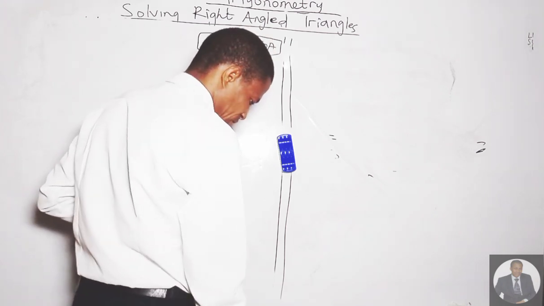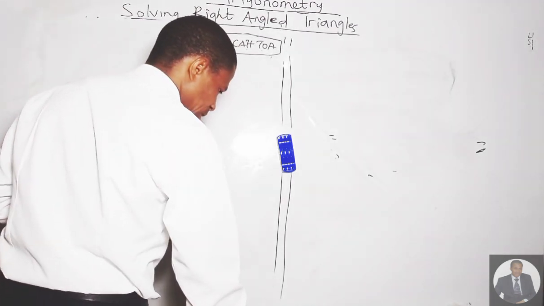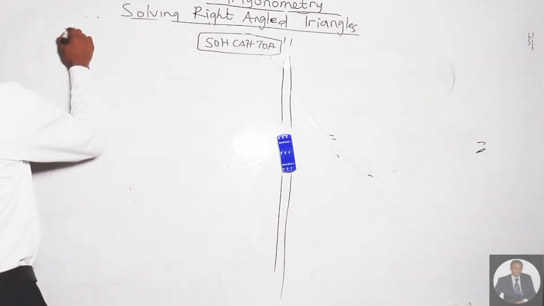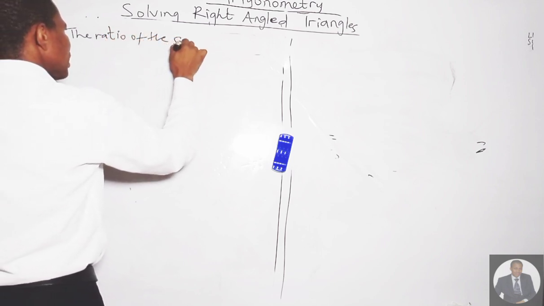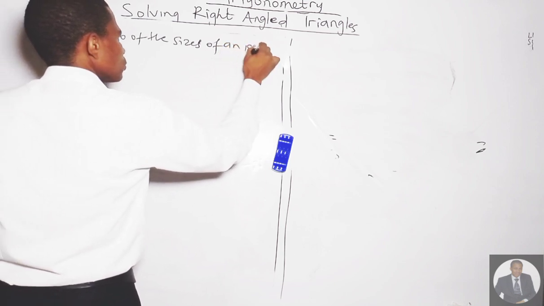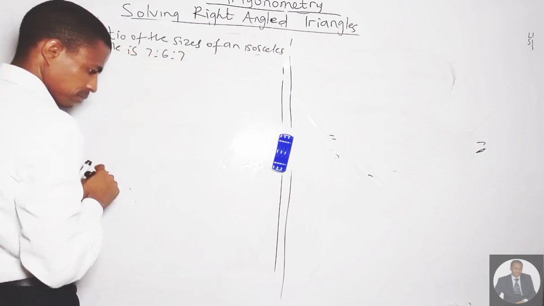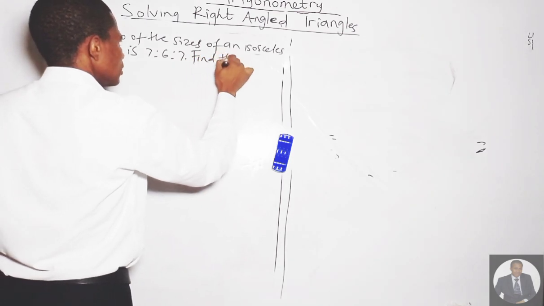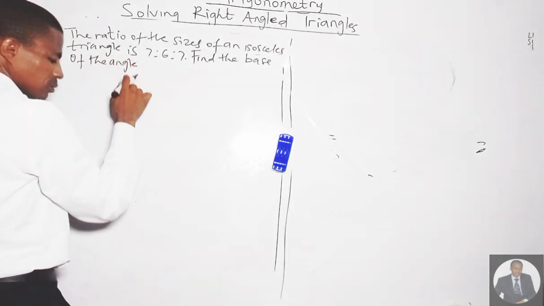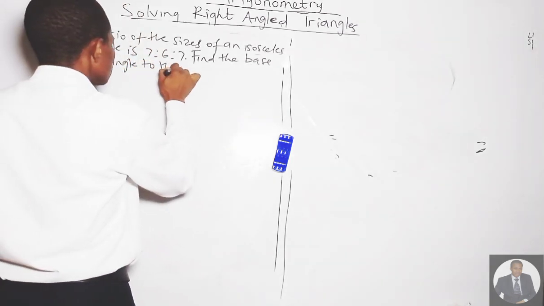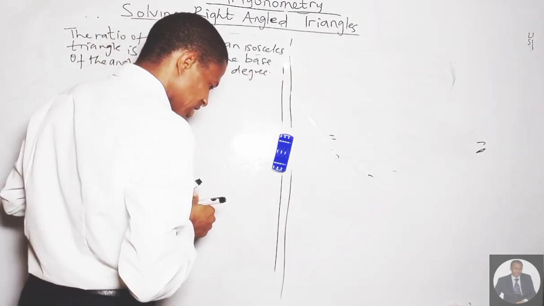Let's look at another question. The ratio of the sides of an isosceles triangle. Let's write the question. The ratio of the sides of an isosceles triangle is 7:6:7. Find the base angle to the nearest degree.